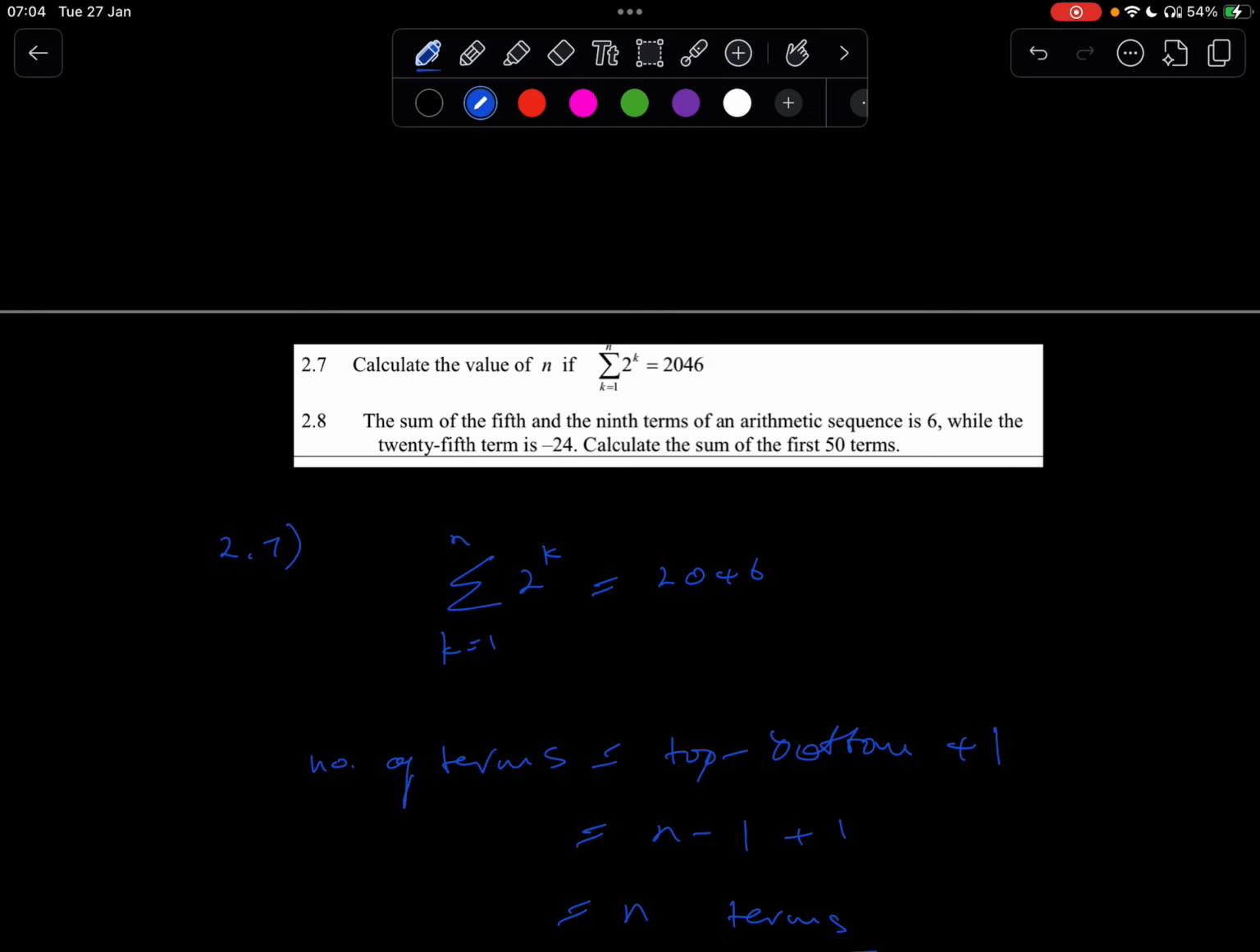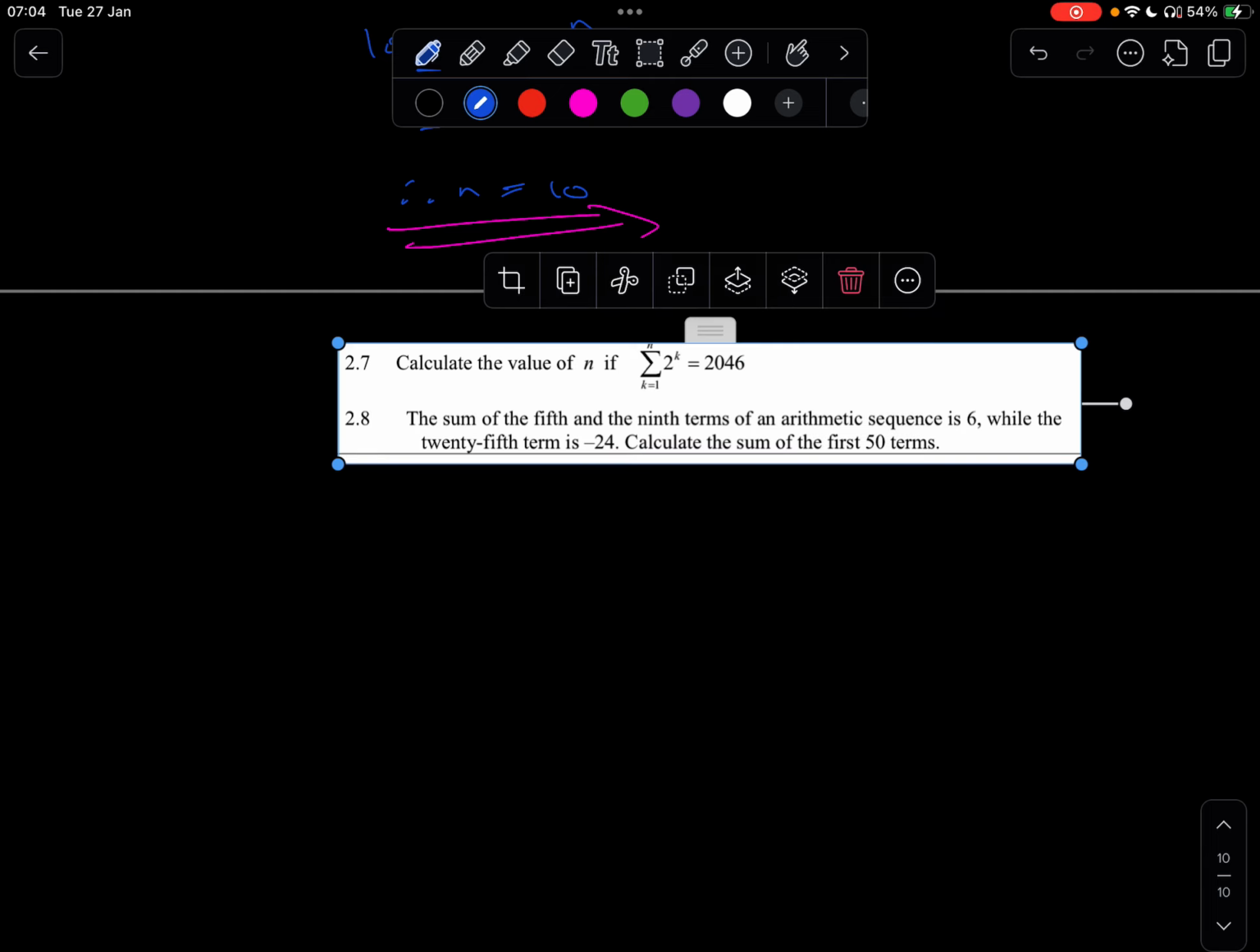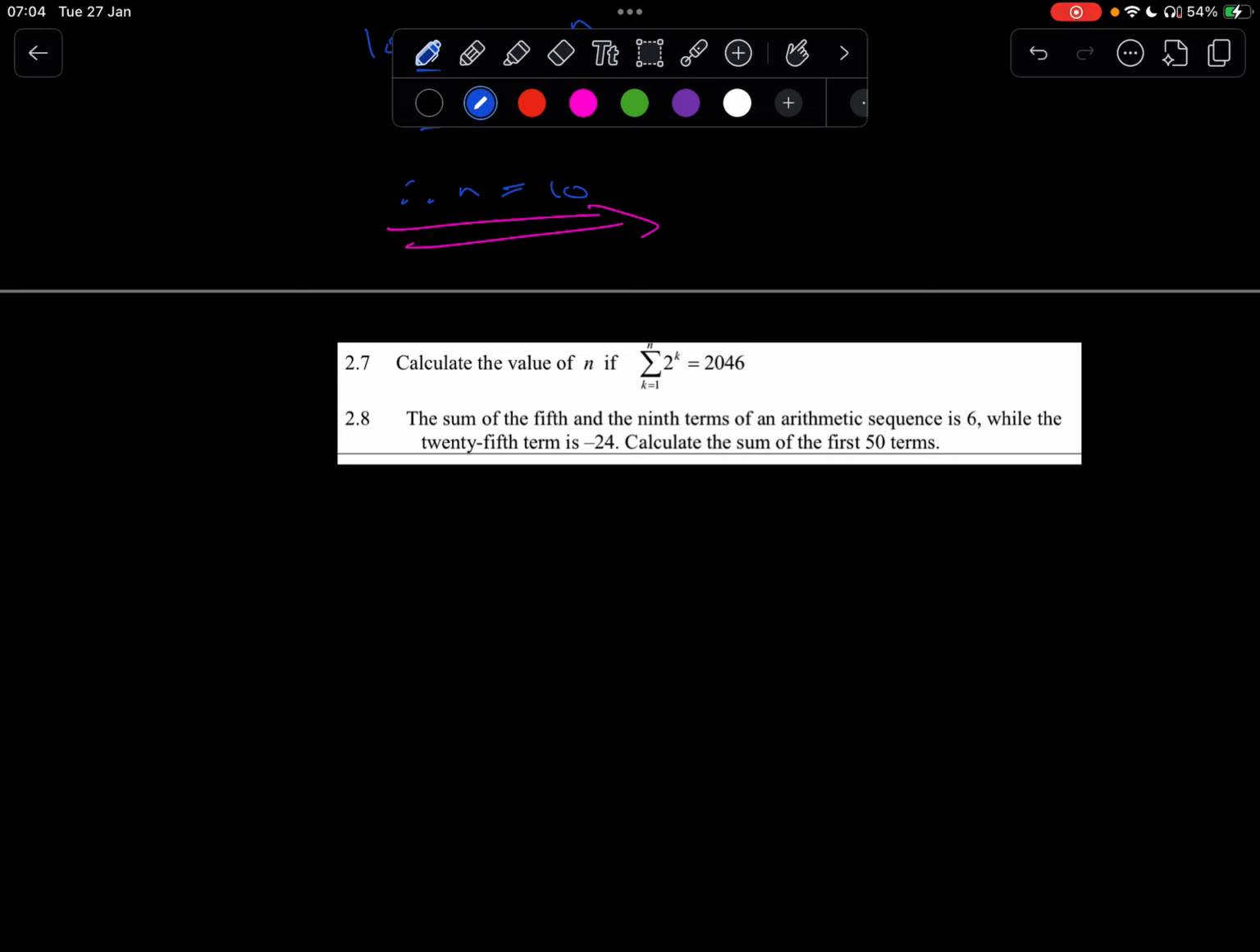One more. Let's see, 2.8. The sum of the fifth and the ninth terms of an arithmetic sequence is 6. So t5 plus t9 is 6, while the 25th term, t25, is negative 24. Calculate the sum of the first 50 terms. So they want us to calculate this.